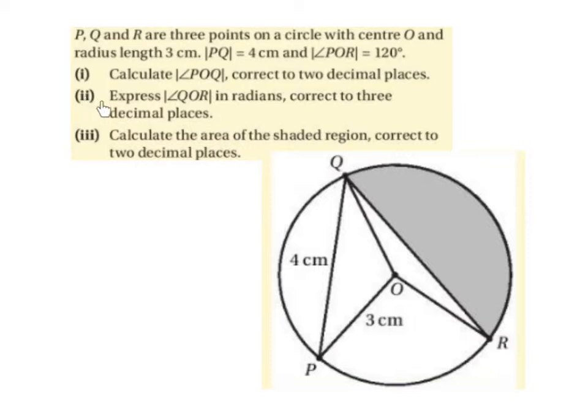Part 2, express the angle QOR in radians, correct to 3 decimal places. So QOR, so this angle in here. Part 3, calculate the area of the shaded region to 2 decimal places.